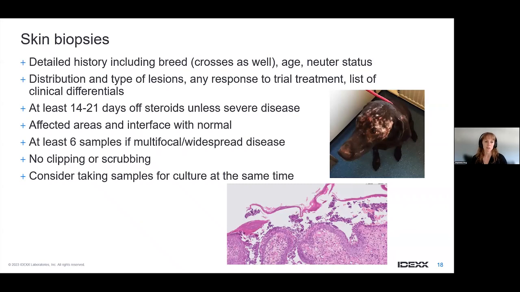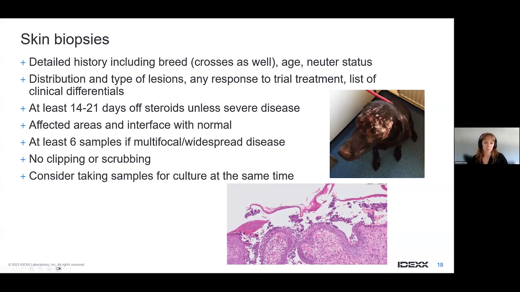And generally speaking, for most skin conditions, if you can sample the interface area with the normal skin, that could be really helpful. And a bit similar to what I said about the spleen earlier, the more we can look at, the better. So if you can take 6 samples, especially if there is a multifocal disease, that is also really helpful.